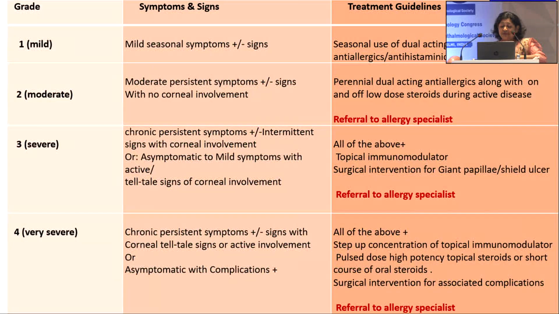The very severe ones have these chronic persistent symptoms with corneal telltale signs or an active involvement, or they could just be asymptomatic with the complications that we just saw, like a keratoconus or a limbal stem cell deficiency.